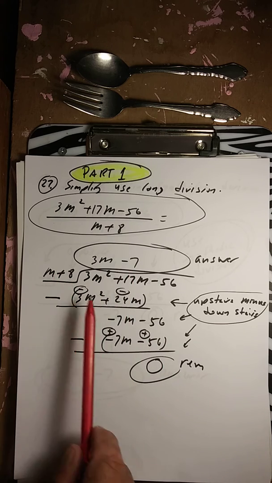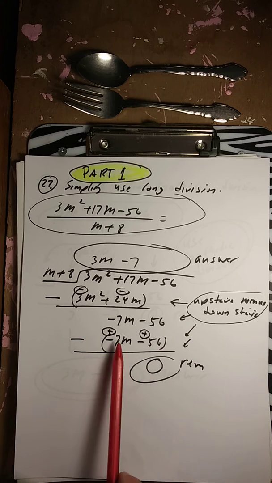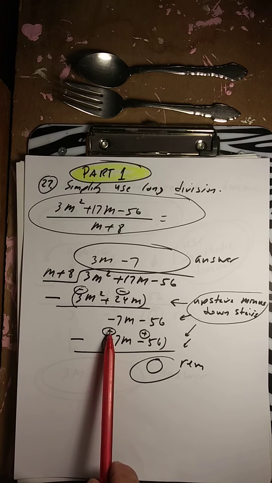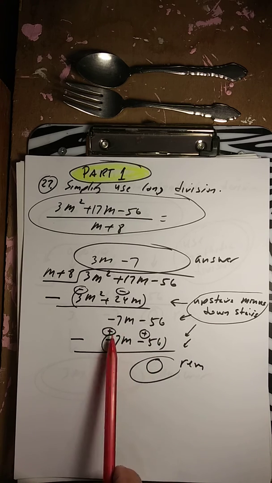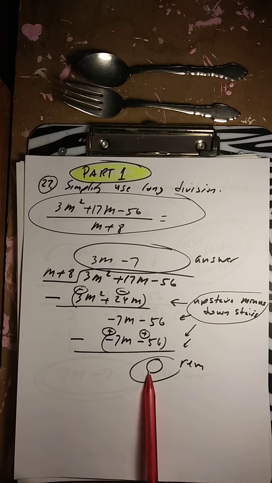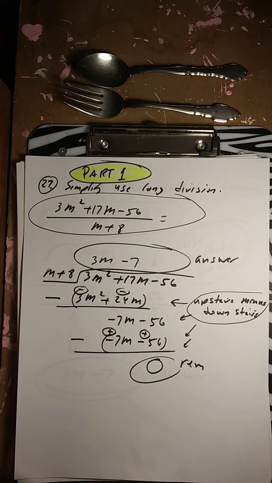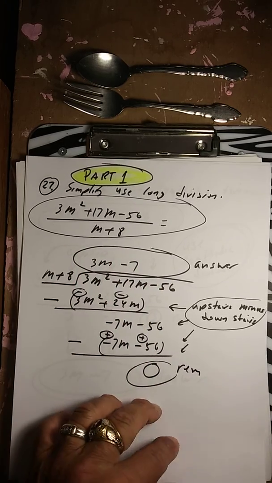It's negative 7 times that, negative 7m, negative 7 times that, negative 56, change it, negative, upstairs minus downstairs. So it's going to change this to a positive, so that and that's gone, 7m minus 7m. Negative 56 plus 56 is 0, so the remainder is 0. So this is the answer right here. 3m minus 7. Part 1.